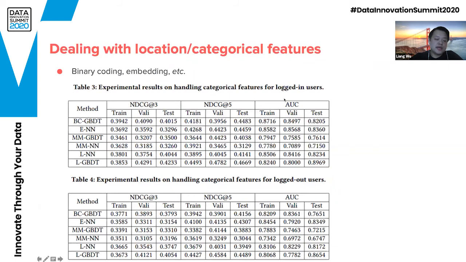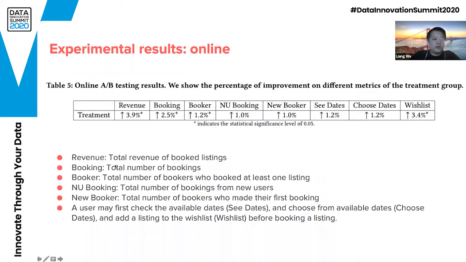And we also tested using two groups of users, logged-in users and logged-out users, since their feature set is different. And we found a consistent pattern that the best method is the GBDT model with submodels. Then we tested the GBDT model online.